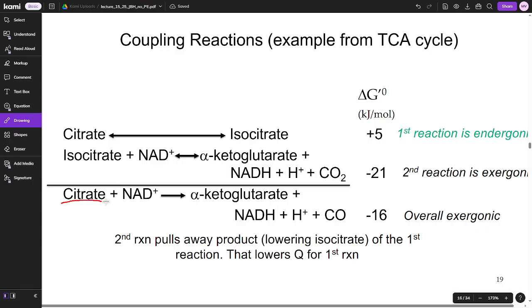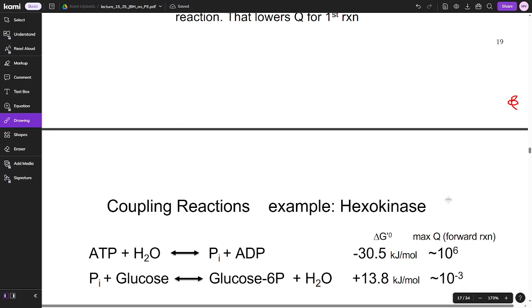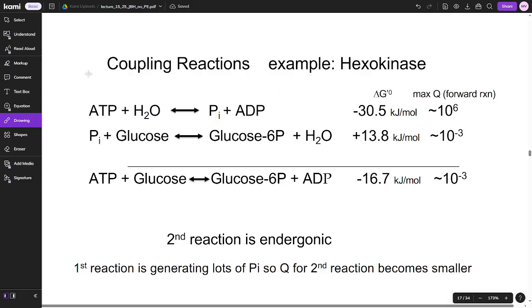Notice how in this reaction scheme, all that's happened is that the isocitrate has disappeared. Everything else is the same. And they've added these numbers together. So plus 5, minus 21, minus 16, overall exergonic, even though the first reaction is not spontaneous. And I actually did have something like this show up on my exam. So you should be able to do this very quickly.